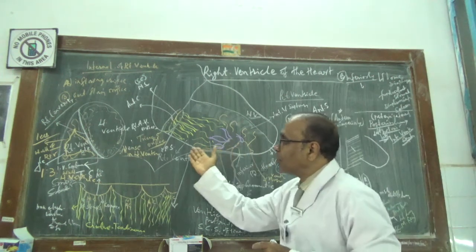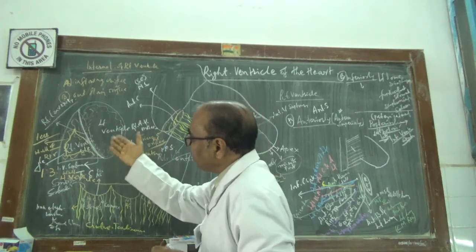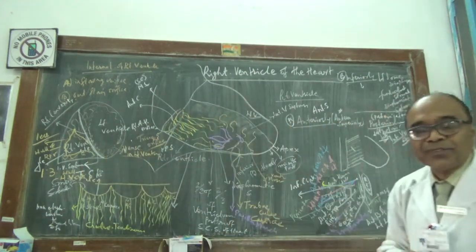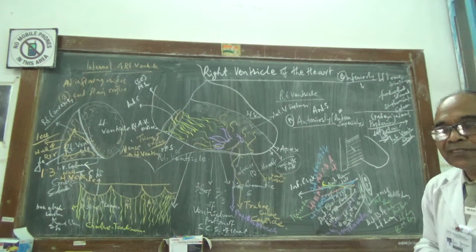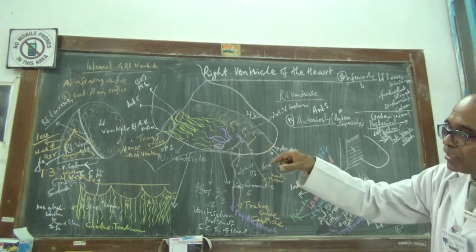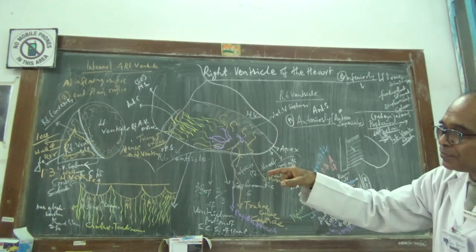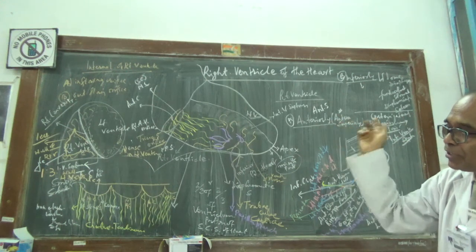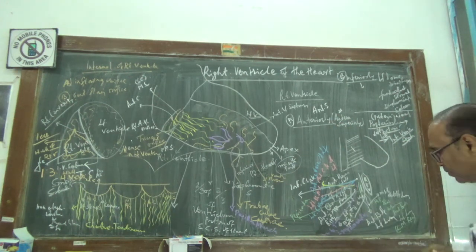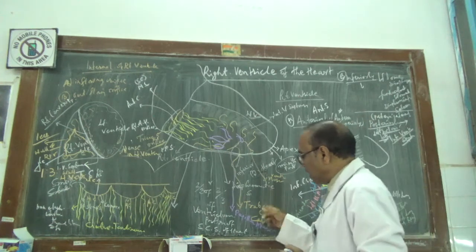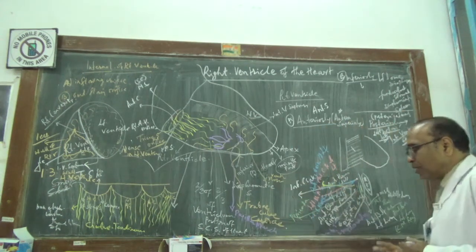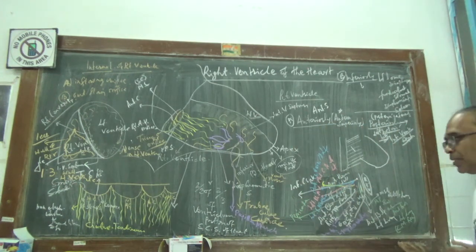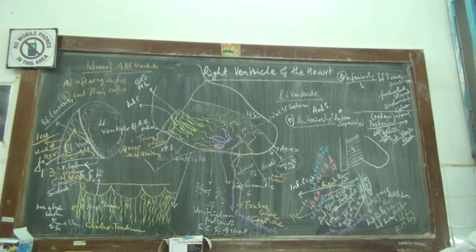So this is what. The trabeculae carneae in the right ventricle are very less densely packed. Thereby the wall of the right ventricle is 1 time thick compared to the 3 times thickening of the wall of the left ventricle because of the dense arrangement of the trabeculae carneae in the left ventricle. So this is what.